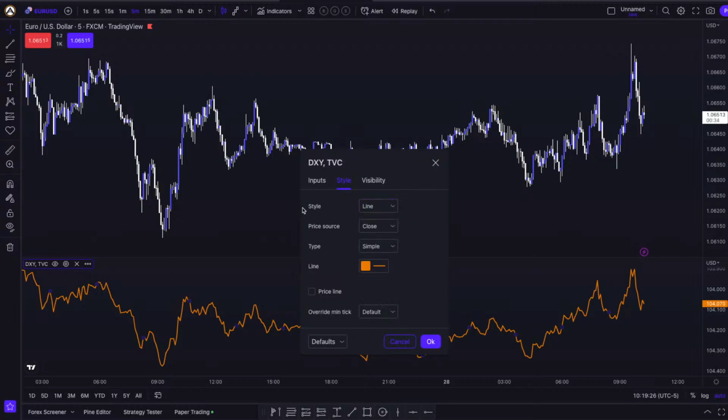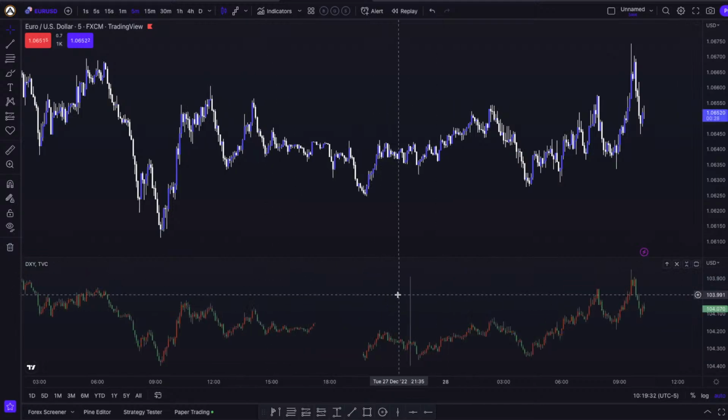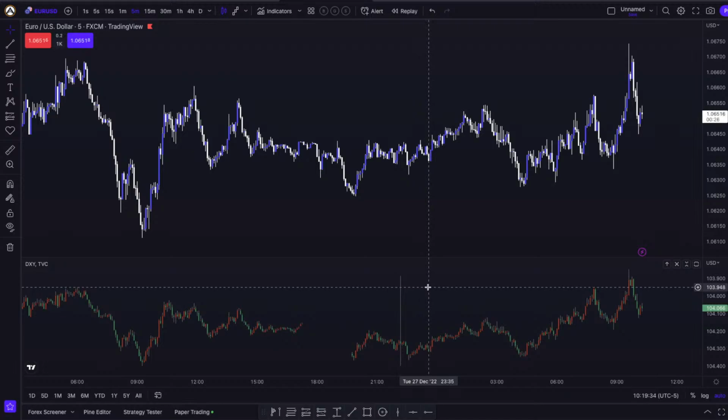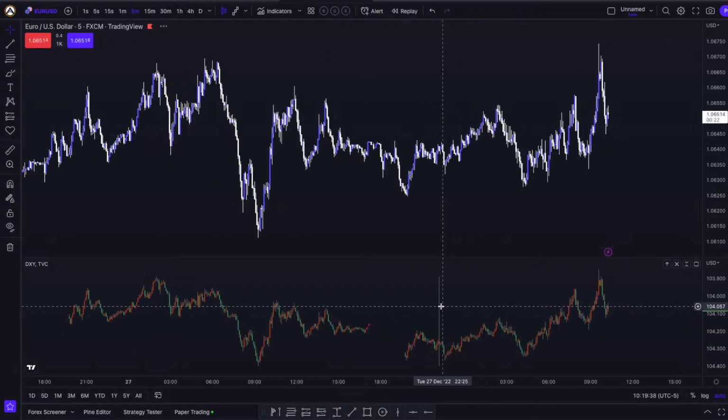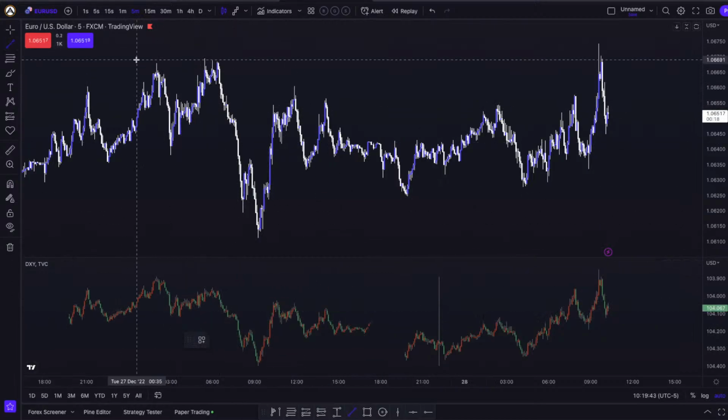And then what I like to do here in the style section of the DXY, I'm looking for candles. And now we can, for example, use SMT divergences in a very easy manner. As of right now, I don't think we had any. No, we had one significant SMT divergence right here.